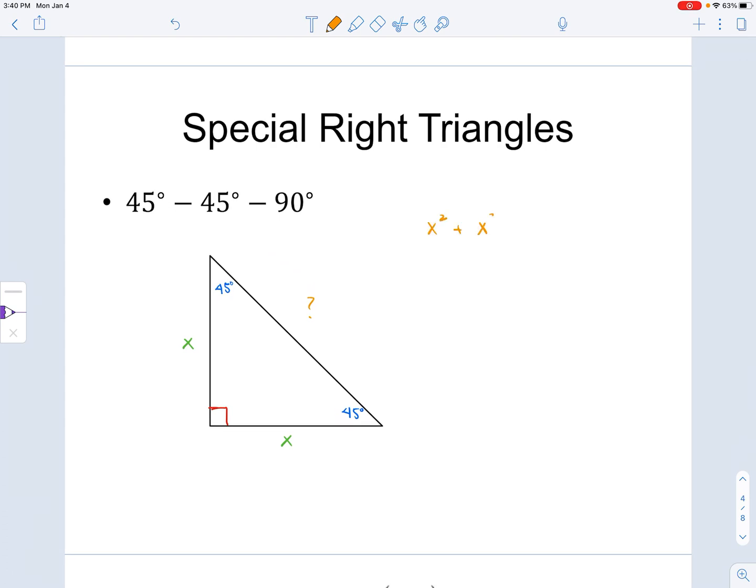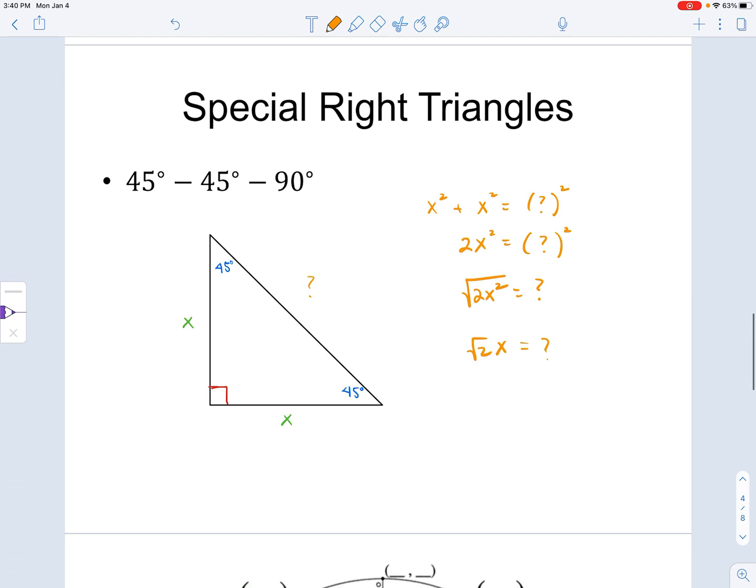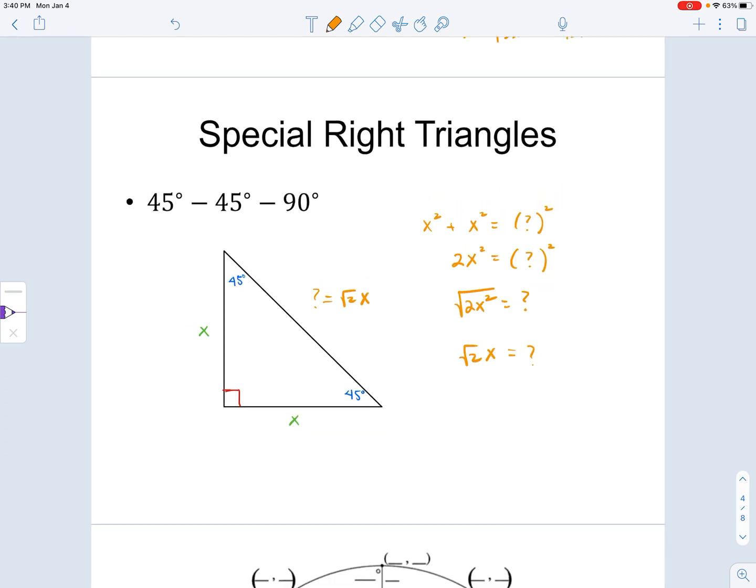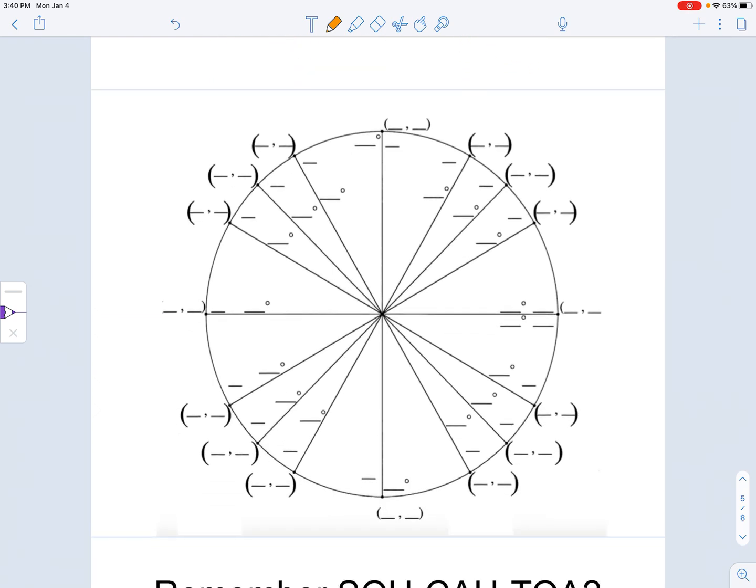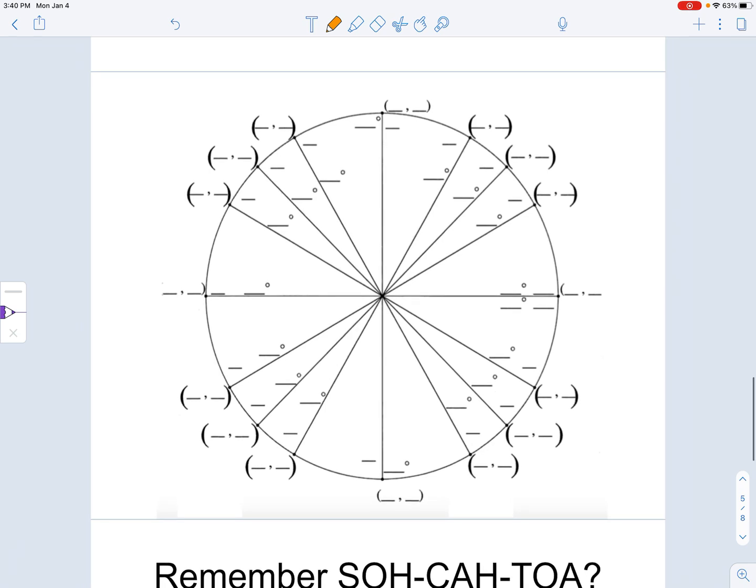So again, using the Pythagorean theorem, that would be x squared plus x squared equals question mark squared. The left-hand side in that equation simplifies to be 2x squared. And then again, we're solving for a side length, so we only need to take the positive. And that would simplify to be root 2 times x, or root 2x. All right, the reason we did that, we want to fill in our unit circle.